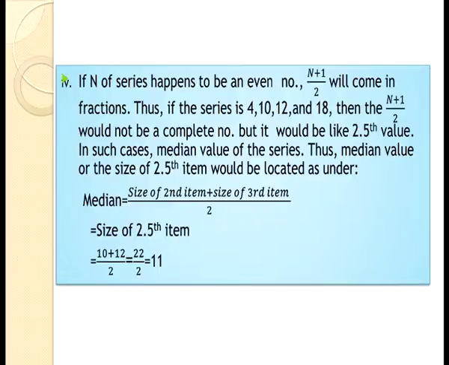Hence, as you can see in this example, the size of the 2.5th item is the size of the second item plus the size of the third item, divided by 2. It gives us (10 plus 12) by 2, that is 22 by 2, which comes to 11. Hence, we have computed the median. So students, we have learned that median can be calculated when the number of observations is odd as well as even.